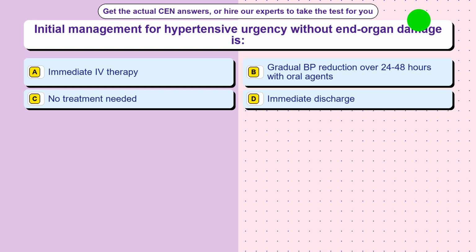Question 94. Initial management for hypertensive urgency without end organ damage is: Option A, immediate IV therapy. Option B, gradual BP reduction over 24 to 48 hours with oral agents. Option C, no treatment needed. Option D, immediate discharge.